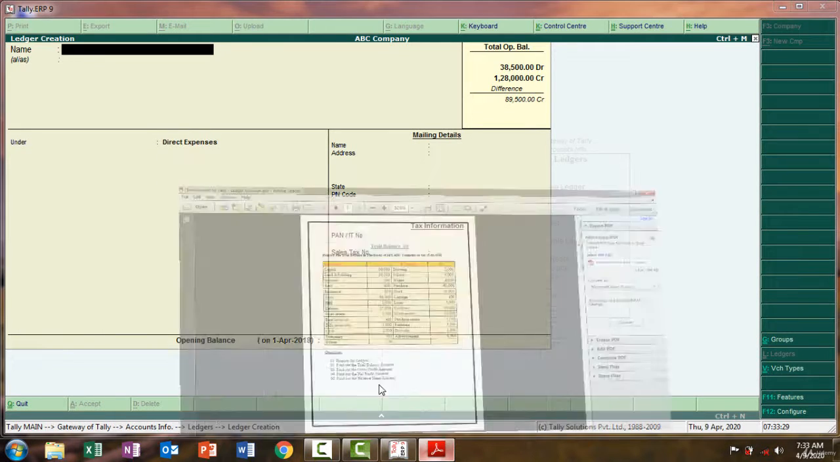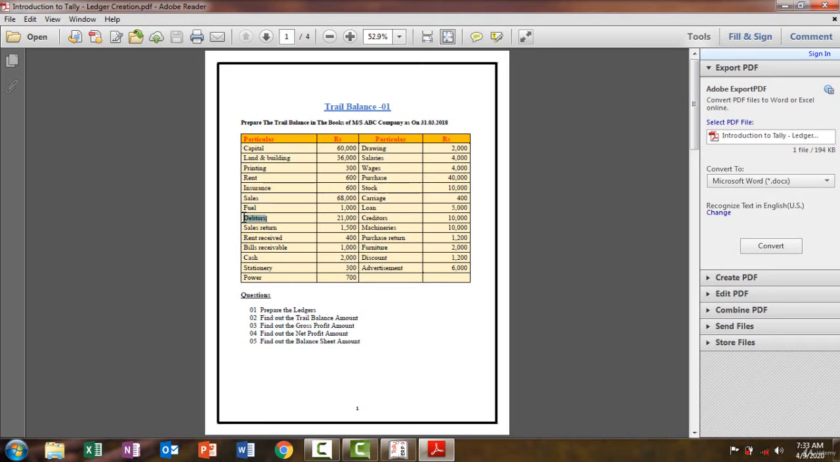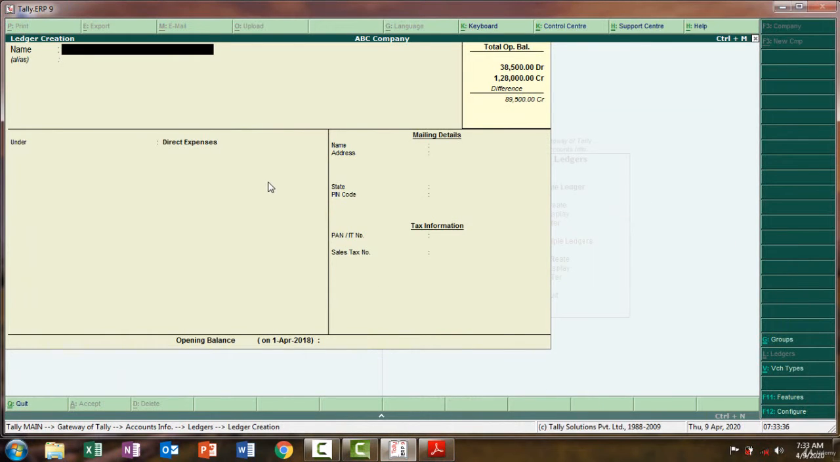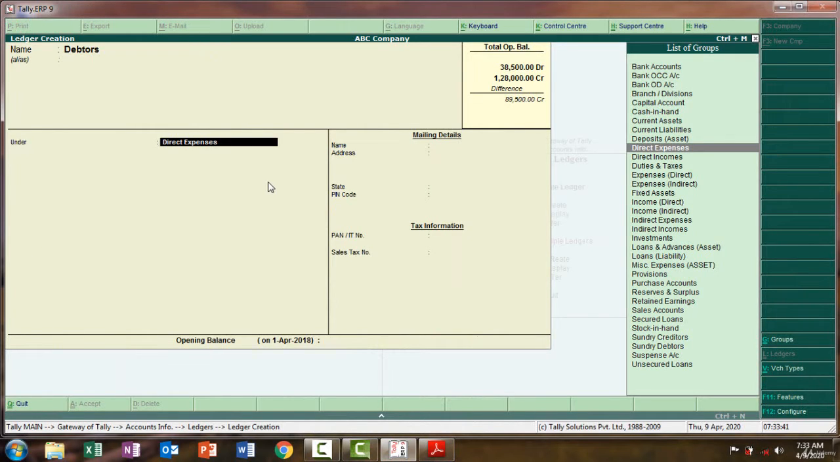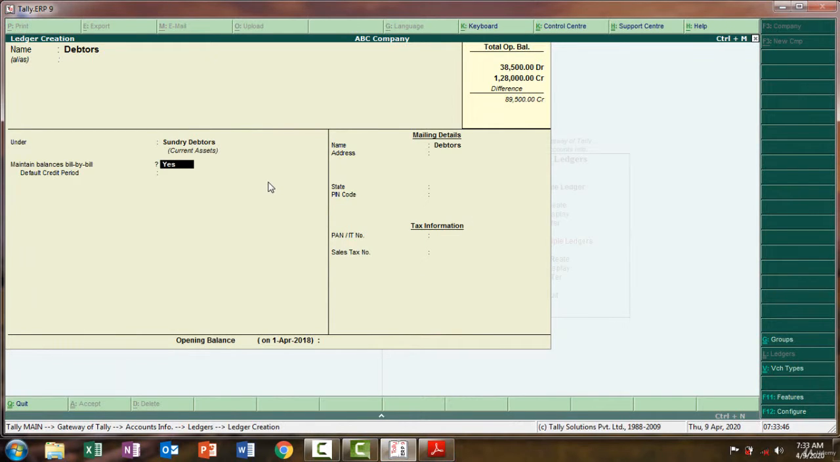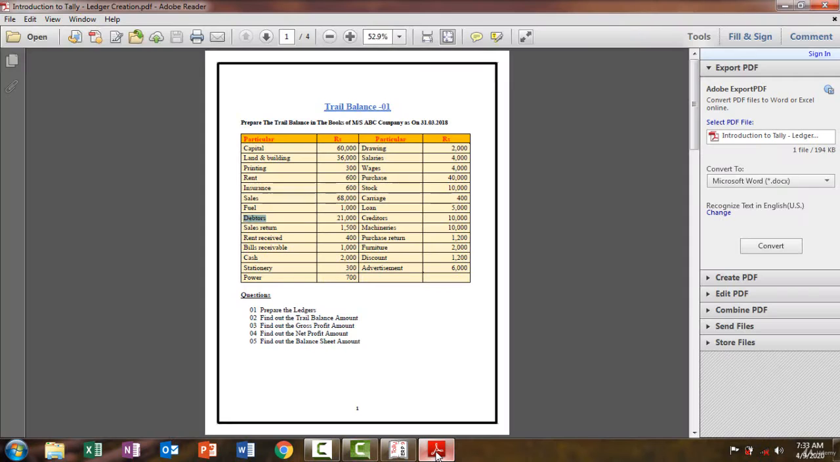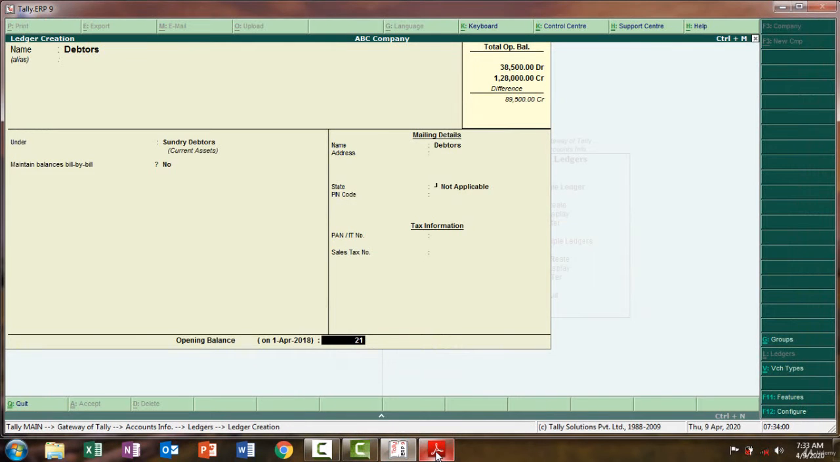And the next one is debtors, 21,000. I type here debtors. It comes under Sundry Debtors. For the debtors account, I put no. A debtors account is always an asset, so it is a debit amount. The amount is 21,000. Then enter.